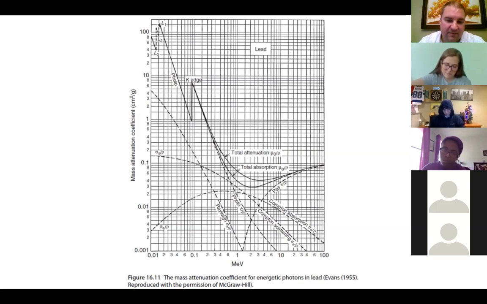That dashed line, where it is above all of the other dashed lines, that's where that's the most likely mechanism. And that dashed line for pair production becomes the highest probability, the highest contributing factor to the mass attenuation, somewhere around 3.5 MeV, where it crosses over with Compton scattering. Okay.